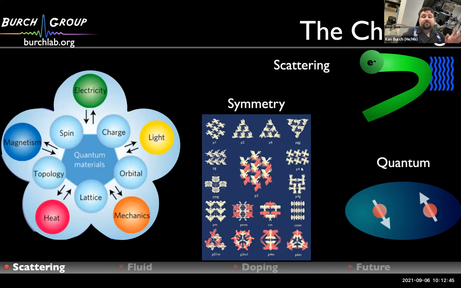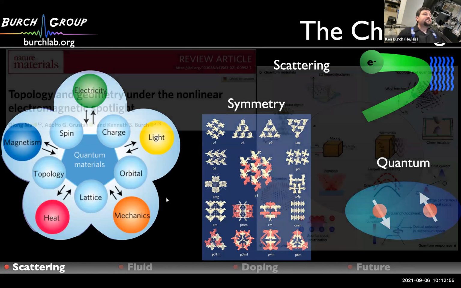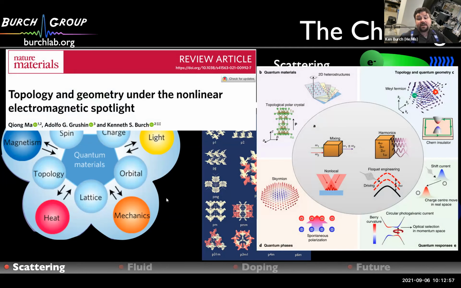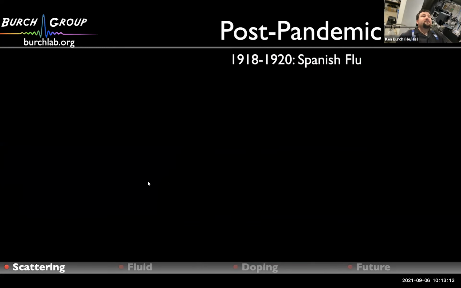One optical tool that we've been very excited about in my group, which I am unfortunately not going to talk about today, is using nonlinear responses as a way of probing some of this. But if you want to learn more about that, we recently published a review article in Nature Materials with my colleague Chung Ma and collaborator Adolfo Grushin, which talks about the various ways in which nonlinear responses can be useful in measuring, looking at, and even controlling quantum materials. Okay, but I'm not going to talk about that today.